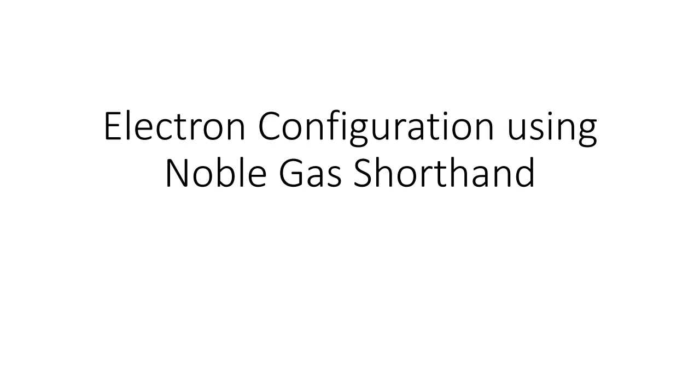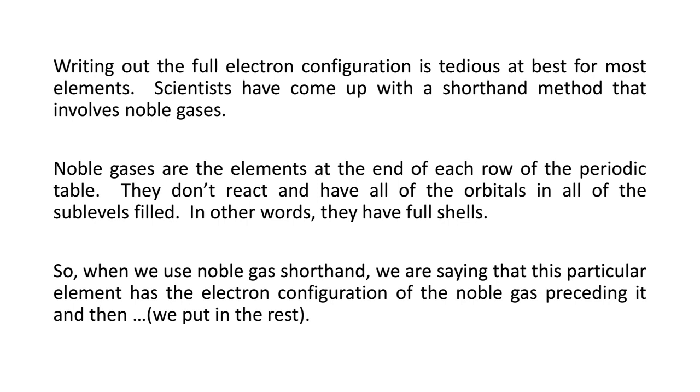Okay, electron configuration using noble gas shorthand notes. Writing out the full electron configuration is tedious at best for most elements. Scientists have come up with a shorthand method that involves noble gases. Now, noble gases are the elements at the end of each row of the periodic table, like helium, neon, argon, krypton, xenon, radon, and we don't know the last one.